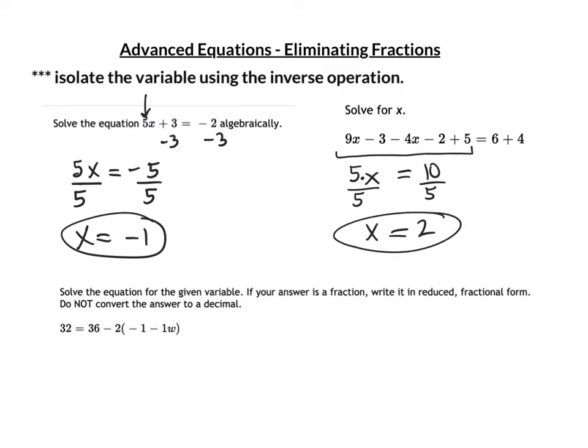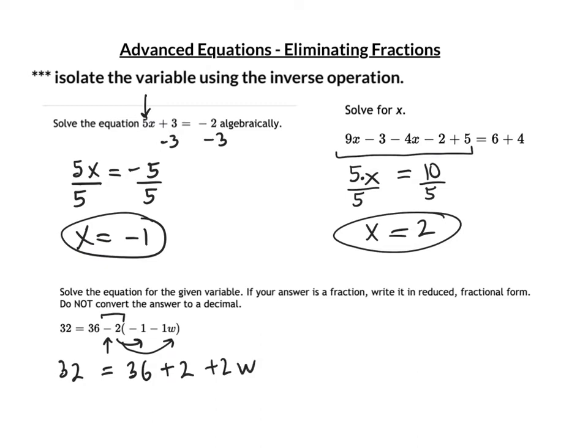For this last one, this brings up one of the common errors in algebra, and that is whenever there's a minus in front of parentheses, like here, that minus has to be distributed. It's like distributing negative 1. But in this case, you have to understand really what we're going to do is distribute negative 2. So this is going to be 32 equals 36. Now this is a negative 2 times negative 1, which is a positive 2. And then a negative 2 times a negative 1 again, which is a positive 2w in this case.